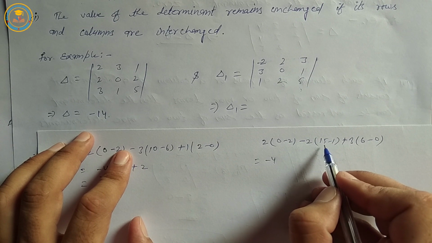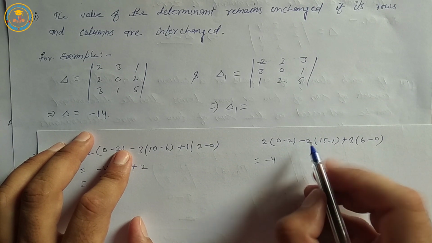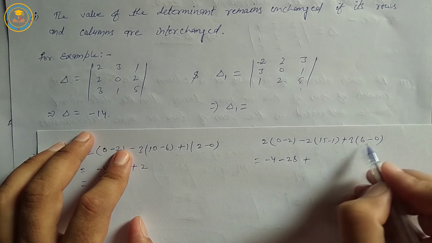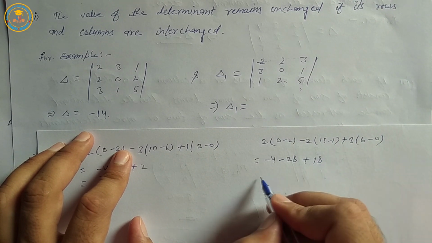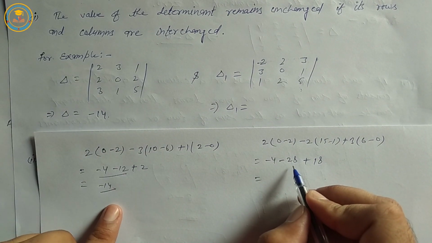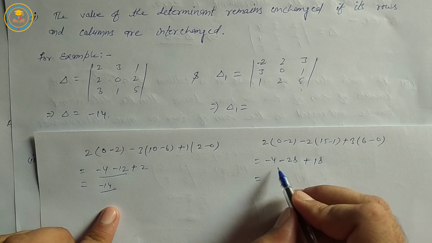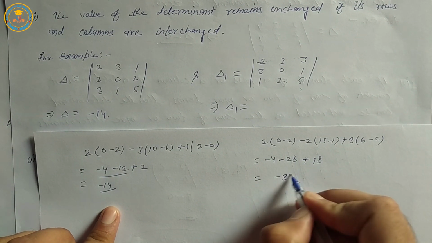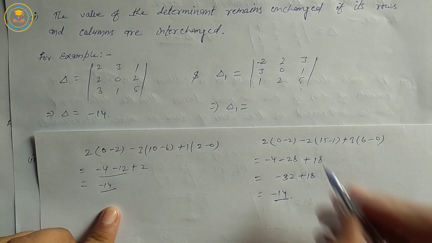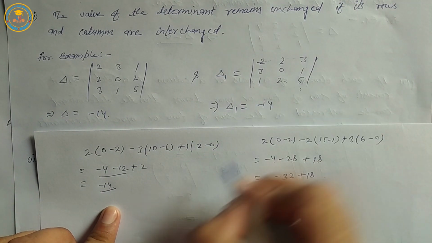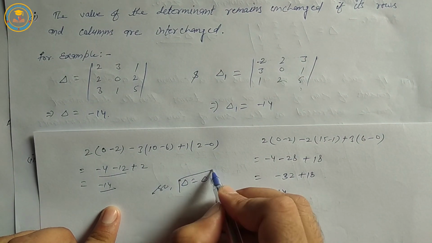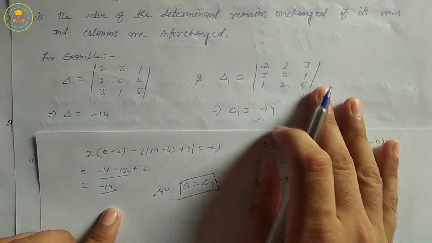15 minus 1, 14. 14 into 2, minus 28, plus 6 into 3, that is equal to minus 28 minus 4 minus 42 plus 18, it means minus 40. Del 1 is equal to minus 14. So del is equal to del 1.